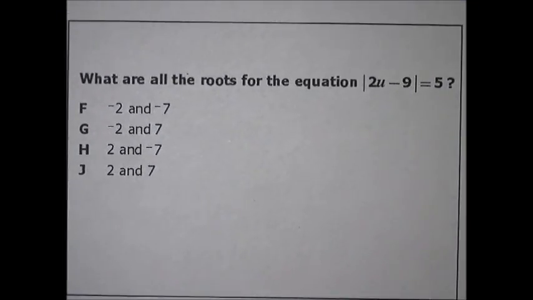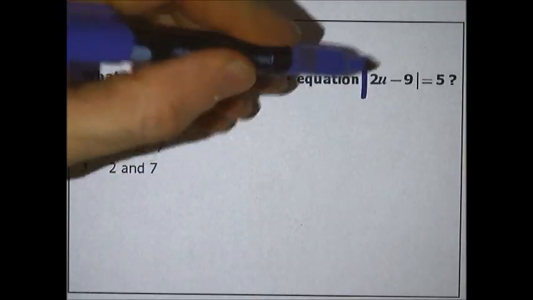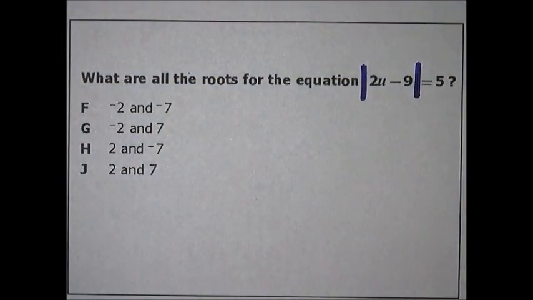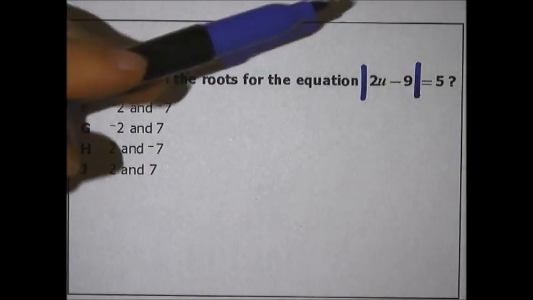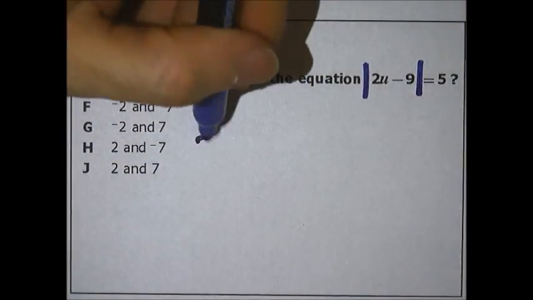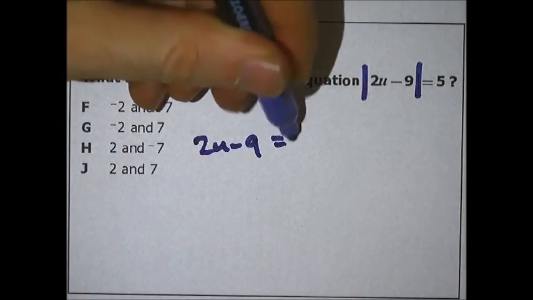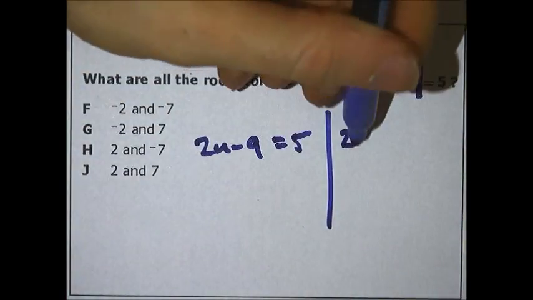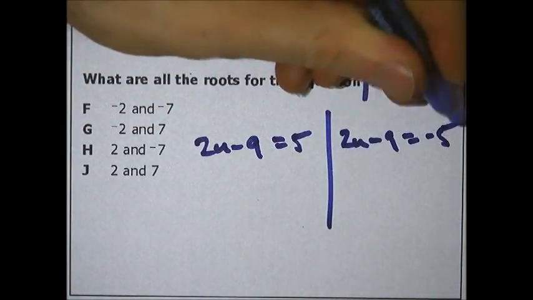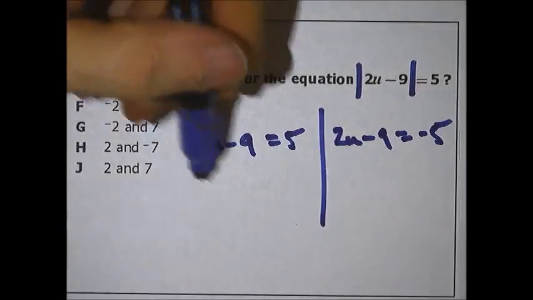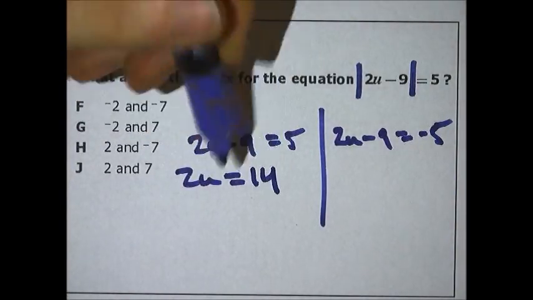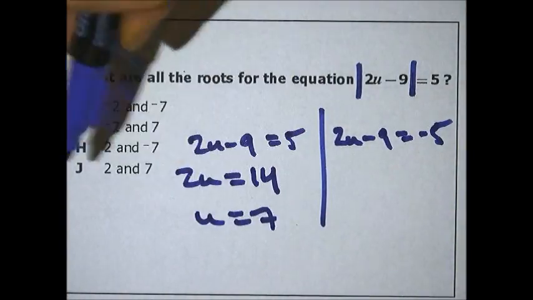What are all the roots for the following equation? It's an absolute value. To solve an absolute value, you take the stuff in the brackets and set it to your number, and also set it to the negative number. So 2u minus 9 is 5, and 2u minus 9 is -5. Solving each, 2u is equal to 14, u is equal to +7.